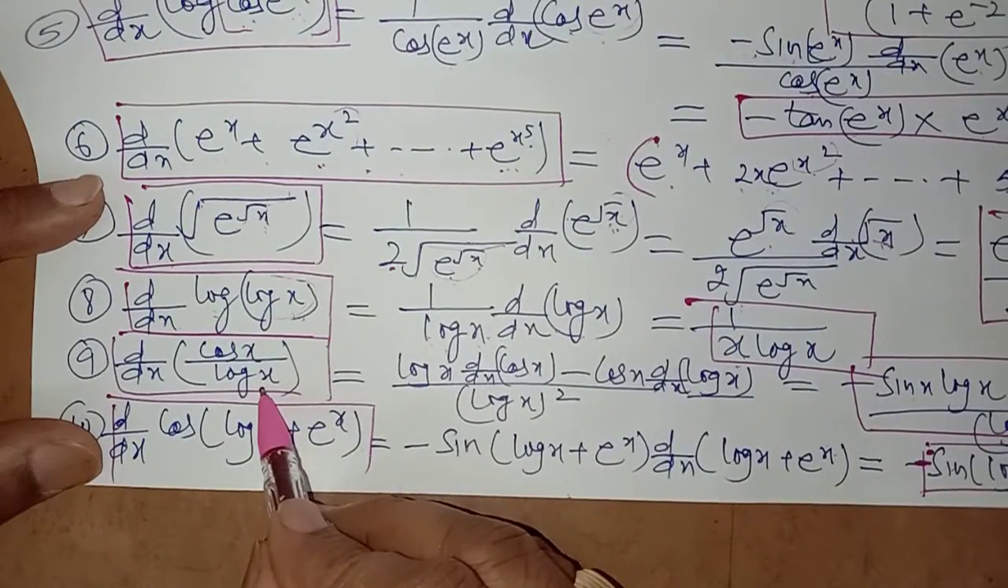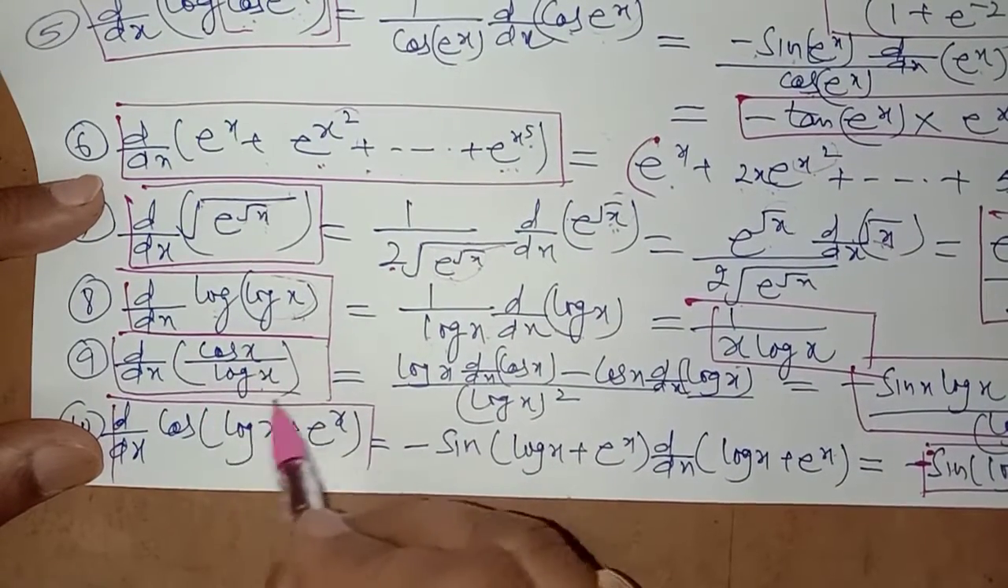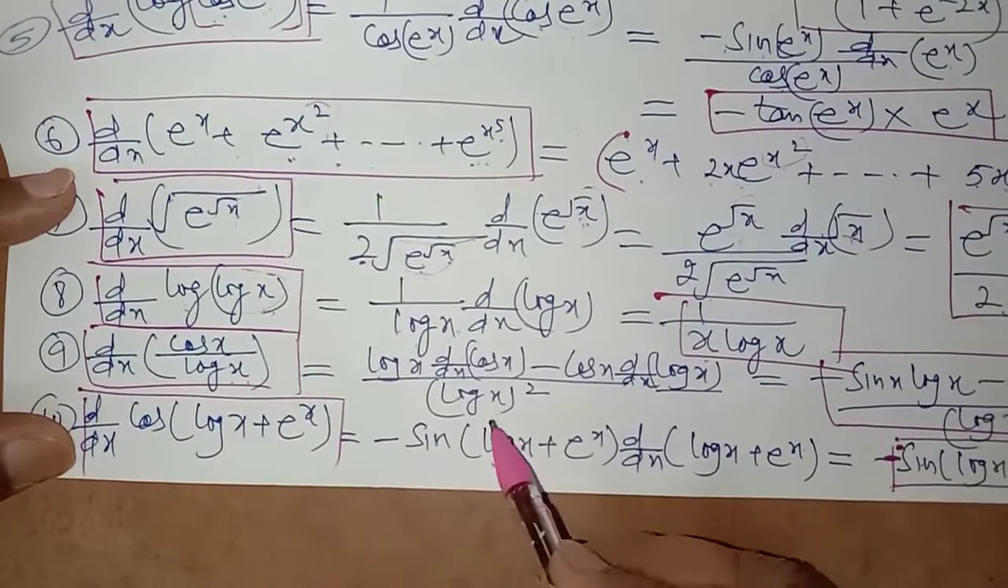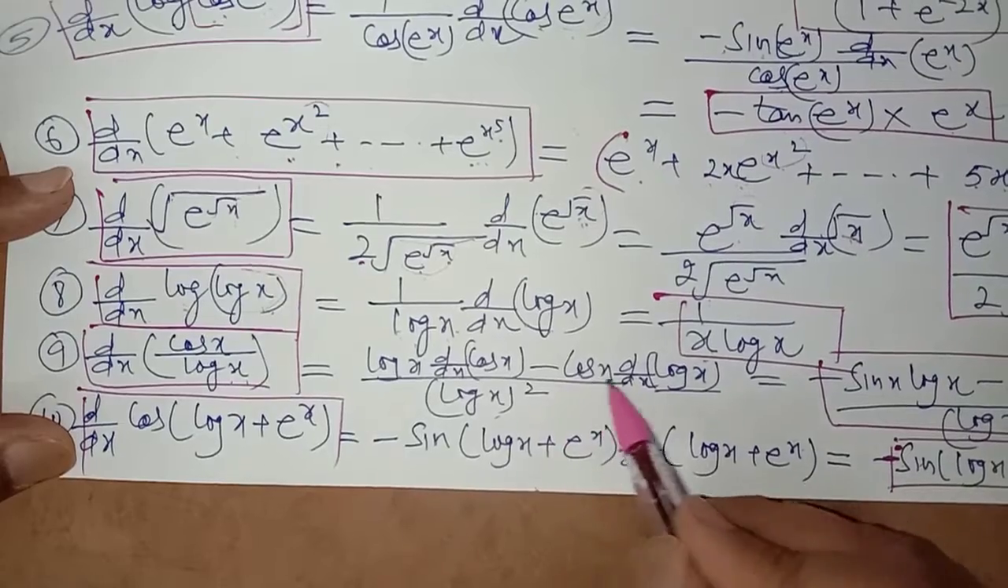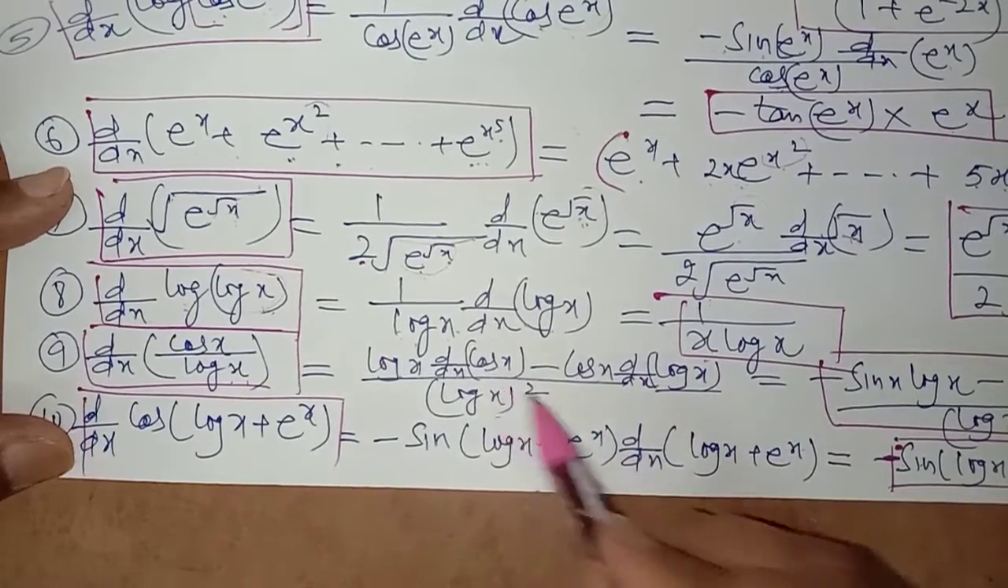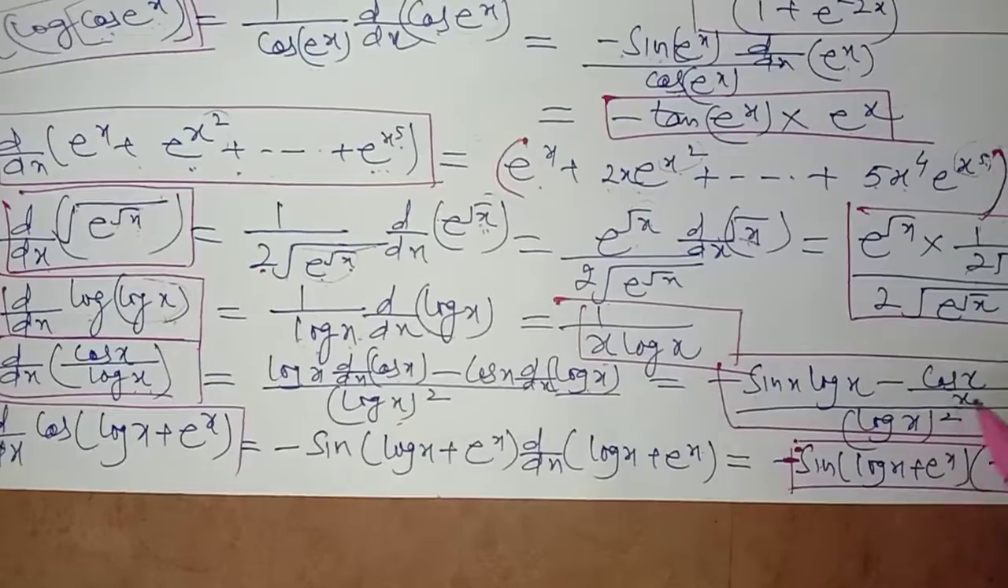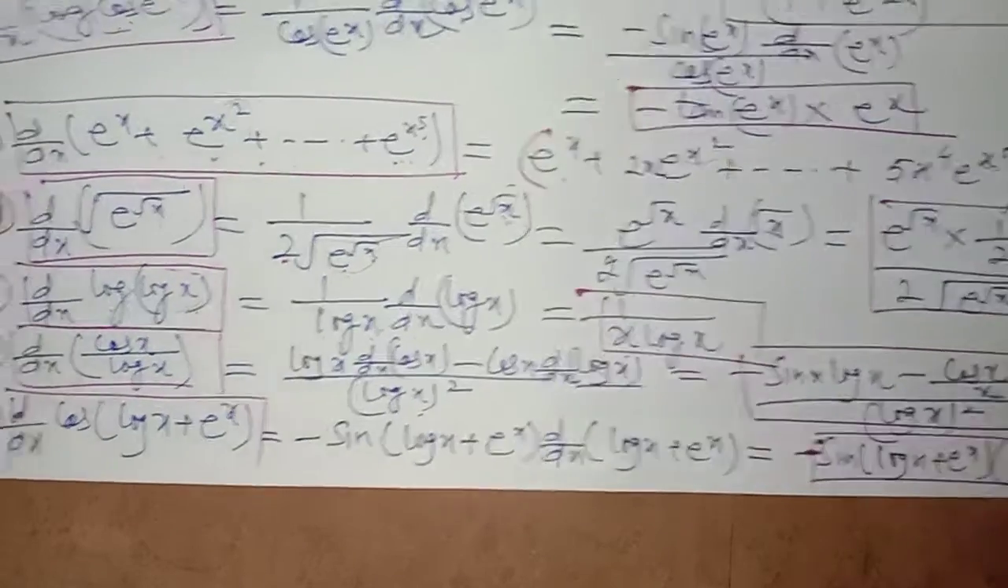Now question number 9 is very easy. It is a derivative by taking the quotient rule: square of the denominator, derivative of the numerator minus numerator, derivative of the denominator. The derivative of cos x is minus sin x, and the derivative of log x is 1 upon x. It is a simple question.